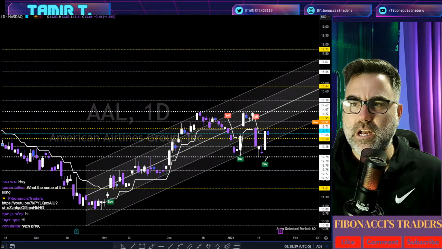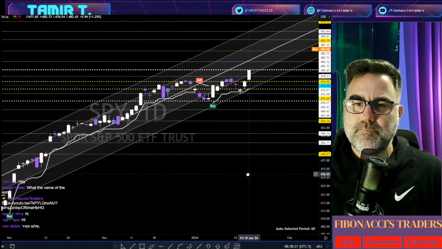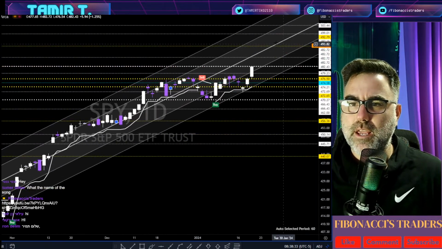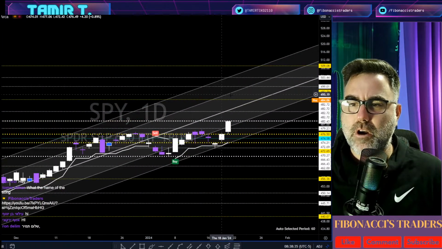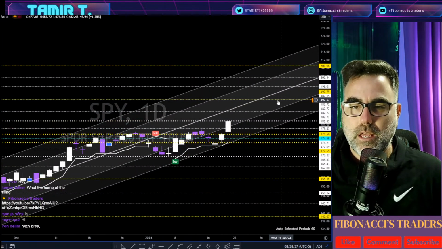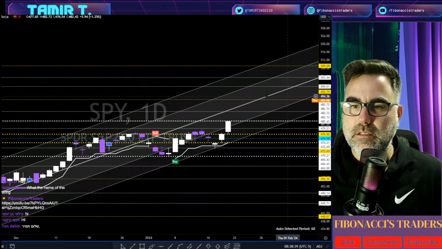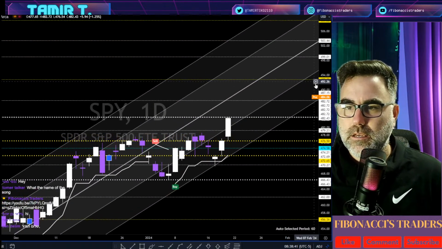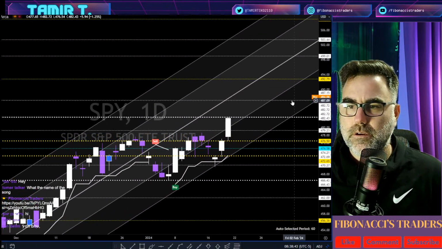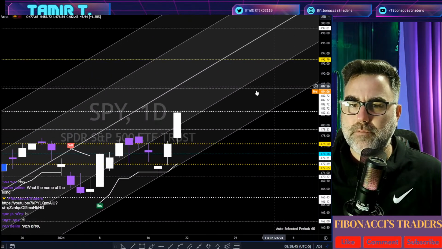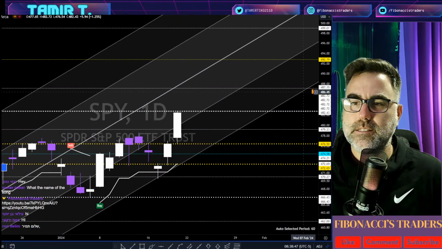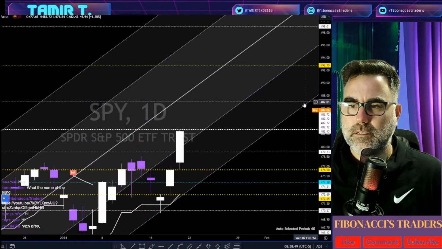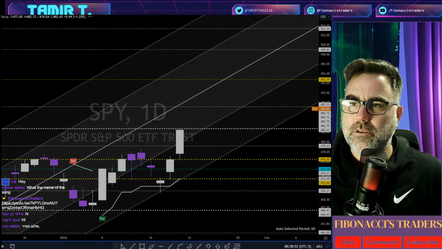Let's go over real quick. SPY, all-time highs, now breaking up above pre-market all the way to extension Fibonacci 492. As you can see, we are here. Fibonacci extension at the 486. QQQ.